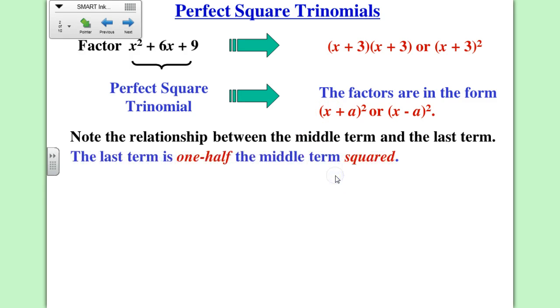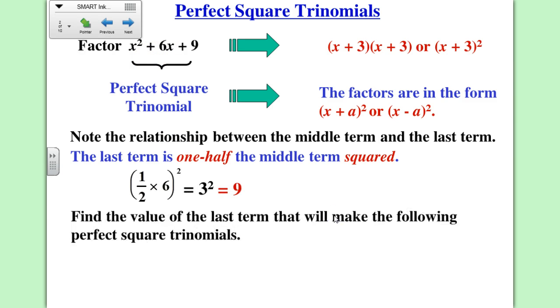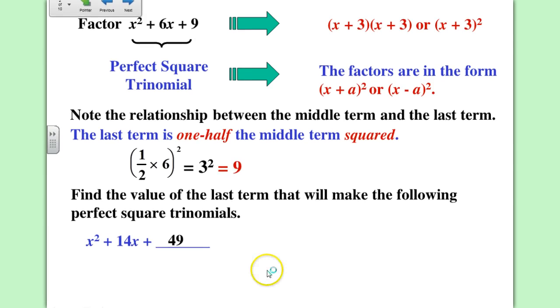Note the relationship between the middle and last term: if you took half of the middle term and squared it, you would get the last term. The last term is 1/2 of 6 squared. So in other words, it ends up being 3 squared, which is 9. That property applies to all perfect square trinomials. So for example, if you had x squared plus 14x, what would be the number at the end to make it a perfect square? Well, clearly it would have to be 49 because 7 squared is 49.